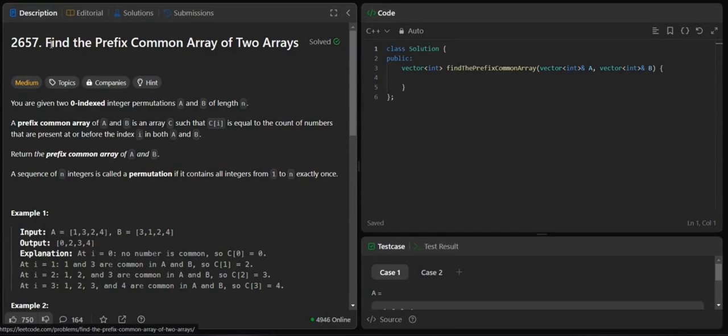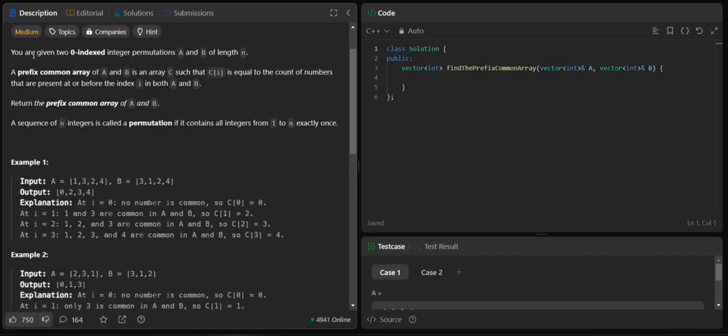So hello everyone, today we are seeing this question, that is find the prefix common array of two arrays. In this question, initially we are given two zero-indexed integer arrays, permutation arrays A and B of length n. A prefix common array, basically a definition is given.